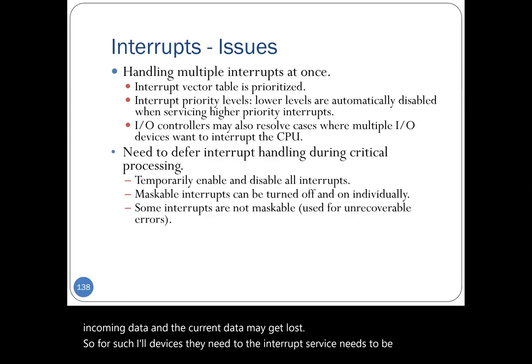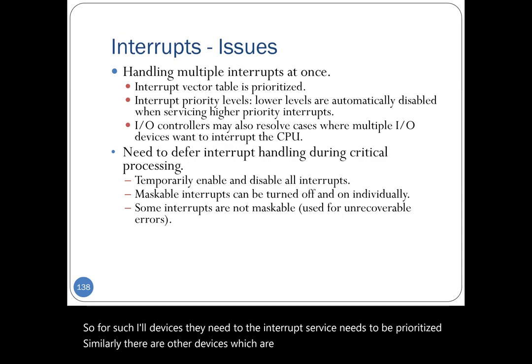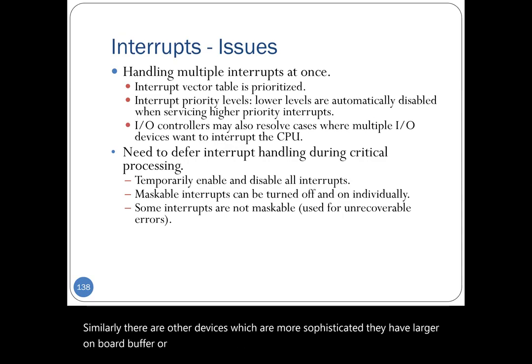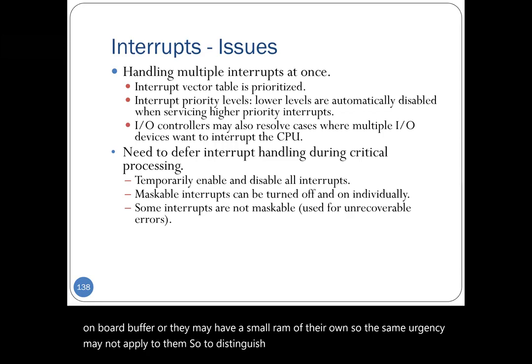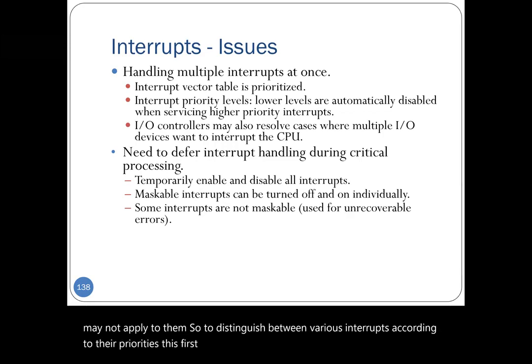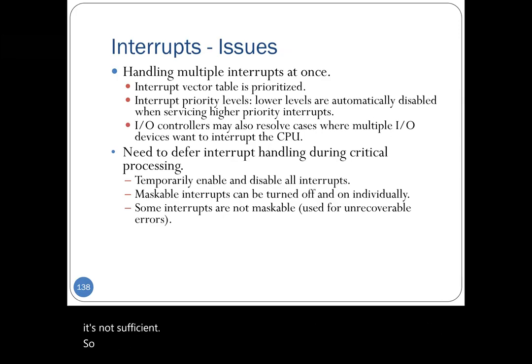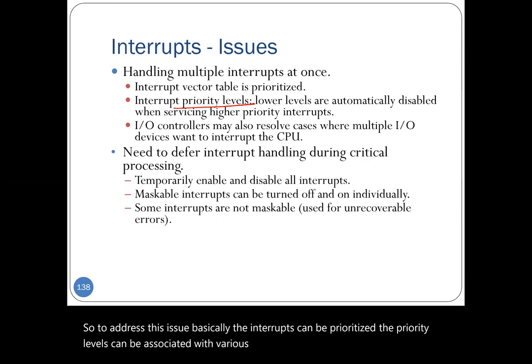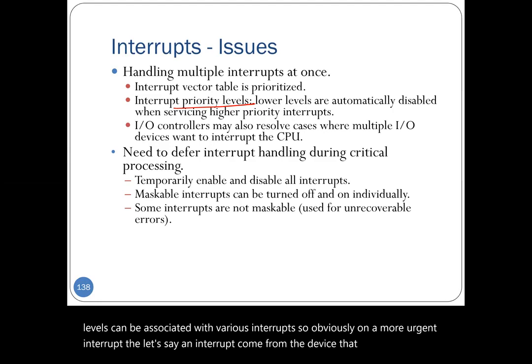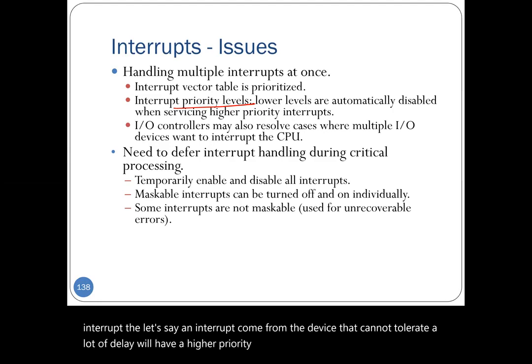Similarly, there are other IO devices which are more sophisticated. They have a larger onboard buffer, or they may have a small RAM of their own. So the same urgency may not apply to them. To distinguish between various interrupts according to their priorities, this first come, first served scheme is not adequate. It's not sufficient. To address this issue, the interrupts can be prioritized. Priority levels can be associated with various interrupts. Obviously a more urgent interrupt, such as one coming from a device that cannot tolerate a lot of delay, will have a higher priority as compared to other interrupts.